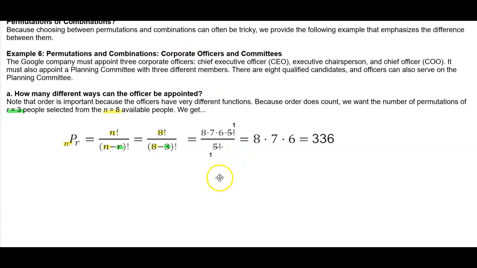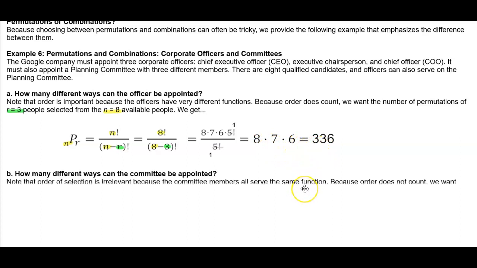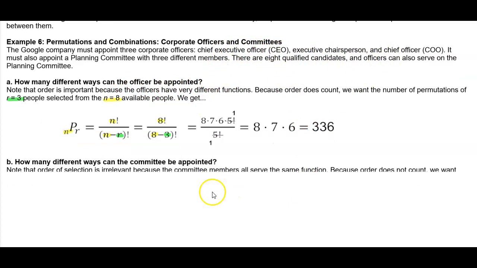Now recall that what we want to do is first simplify the denominator. So 8 minus 3 is going to give us 5 factorial. And then that tells us how far we should go in the numerator. So this 8 factorial can go from 8 times 7 times 6 times 5 factorial. Well, we can simplify the 5 factorial in the numerator and denominator to become 1. So what's left is 8 times 7 times 6, which is equal to 336. Because again, when we're talking about the officers, that must be in a specific order.